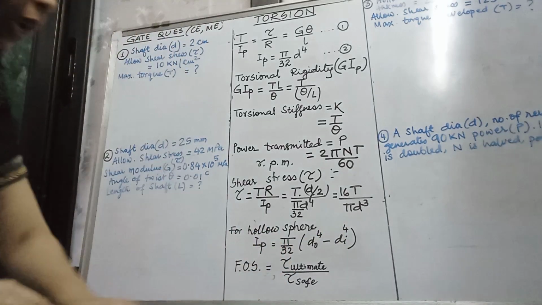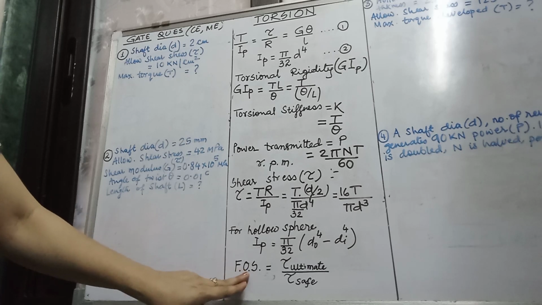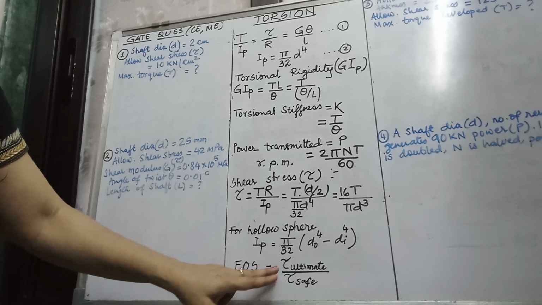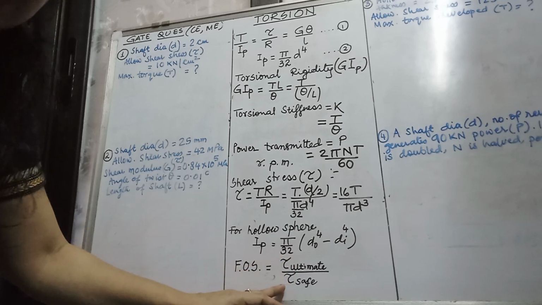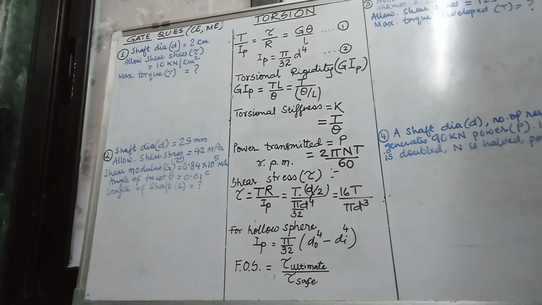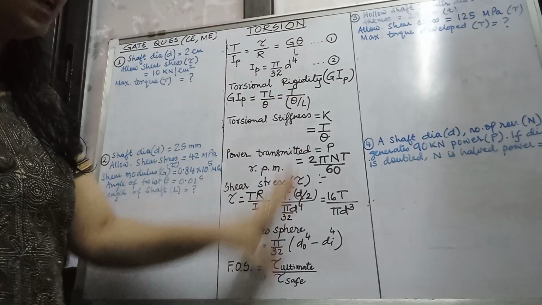Okay. Now, the final thing is FOS, factor of safety. Factor of safety is defined as the ratio of the ultimate shear stress to the safe shear stress. So I hope you have understood this entire middle column.